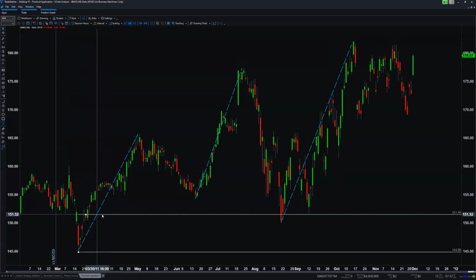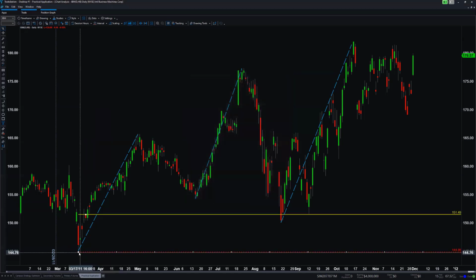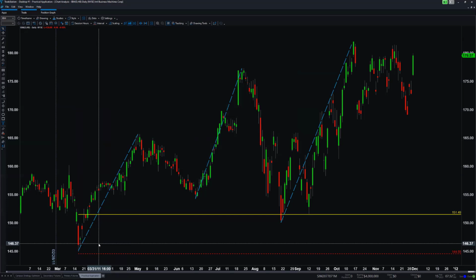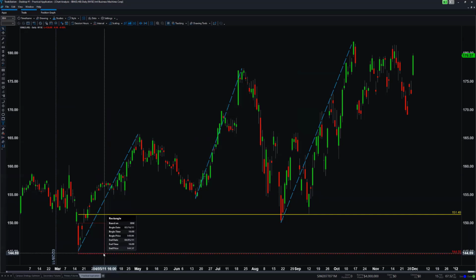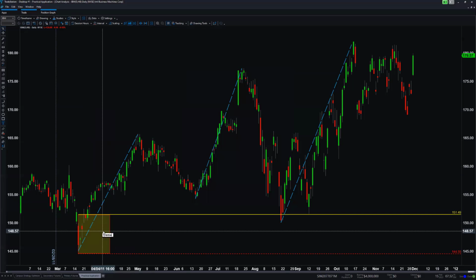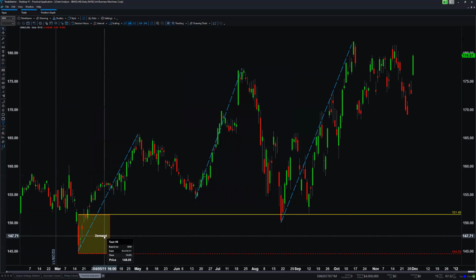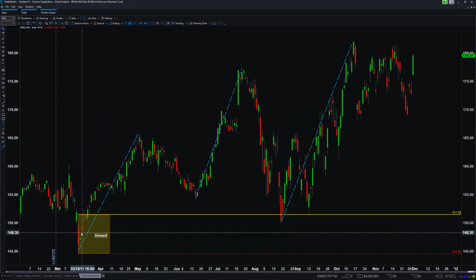And therefore, we could put and wrap some lines around these levels. And we could say we have an entry. And we could say we have a stop right there. And what we then do is we also put a yellow box around it. And we call this area demand. Okay, this is the first area of demand that we could have potentially spotted in this market.